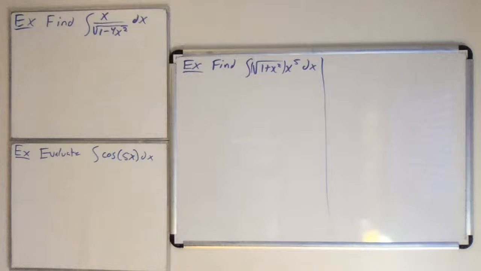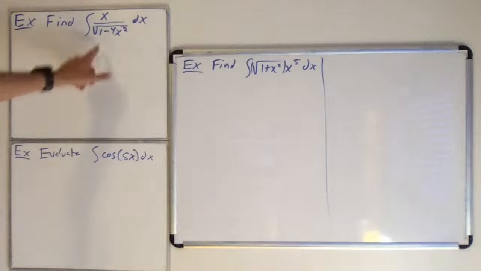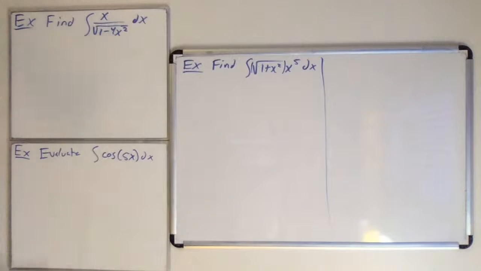Yeah, so for the first one, I think that's a good idea, Jax. Try u is equal to 1 minus 4x squared. So u could be the inside of the square root. And du will be negative 8x dx. So we already have an x here, so somehow you have to get a negative 8. James agrees.